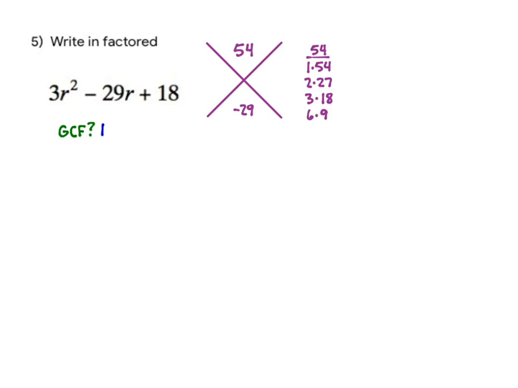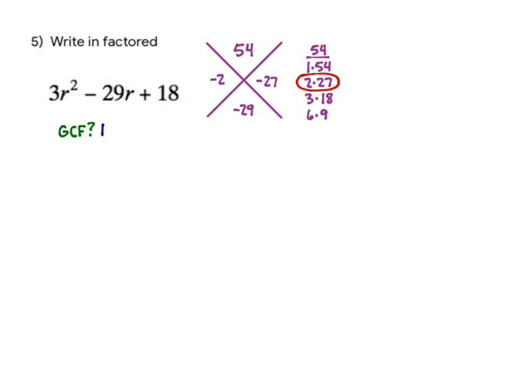But we can see that if I add or subtract 1 and 54, I'm going to get 55 or 53. I don't want that. I want 29. If I add 2 and 27, I get 29. And so that's probably the case. If I add 3 and 18, I get 21. If I subtract them, then I'll get 15 or negative 15. So that doesn't work. And then if I add 6 and 9, I get 15. If I subtract them, I get 3. So that doesn't work because we were looking for the 29. So we can see that the 2 and the 27 work.